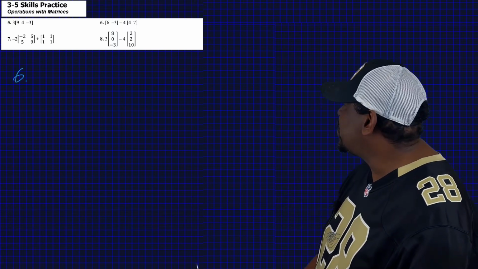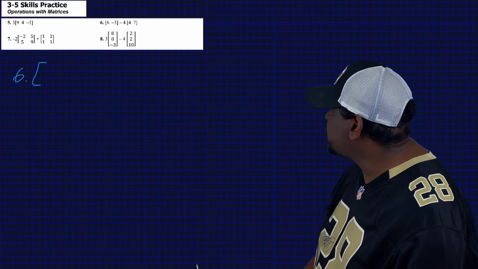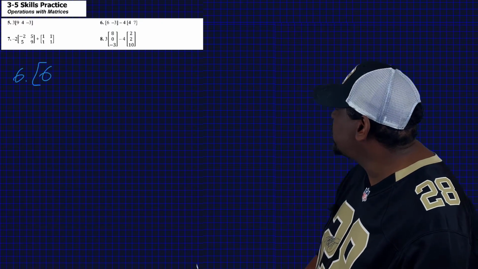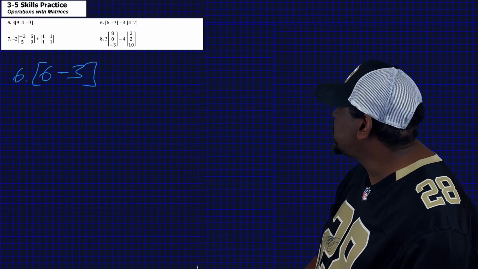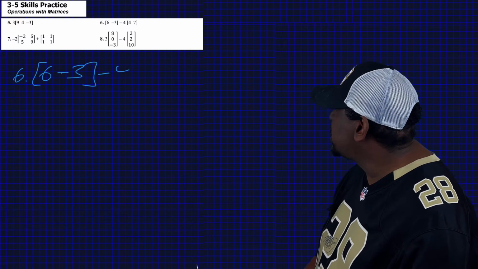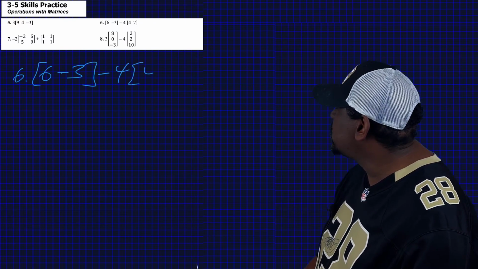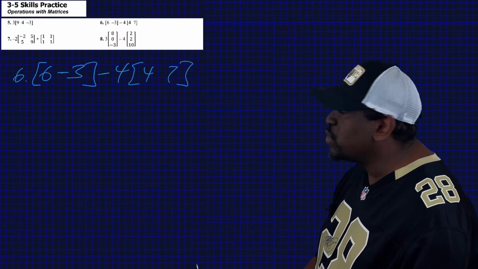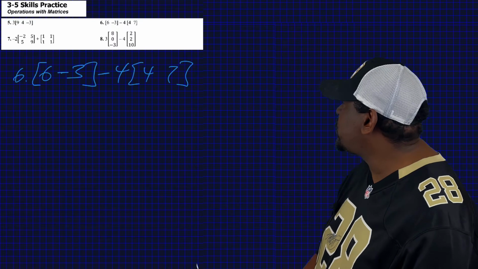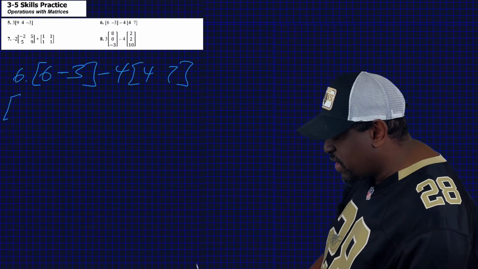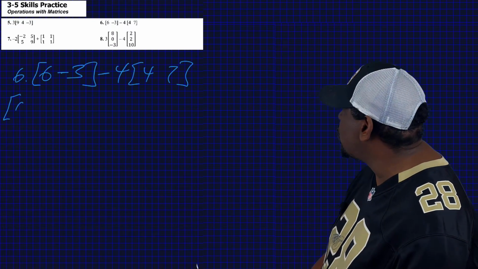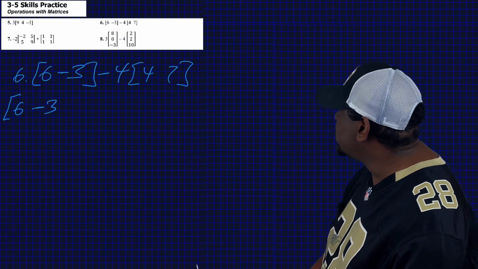Okay, so let's try another one, number 6. We have the matrix 6, negative 3, minus 4 times the horizontal matrix of 4 and 7. So again, what do we do first? Well, we have to simplify that second matrix. We have to take the negative 4 and distribute it into the other one.